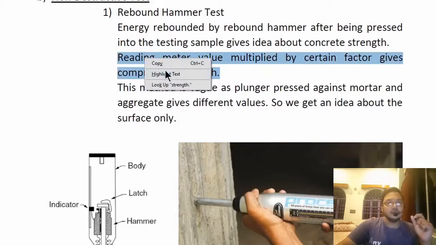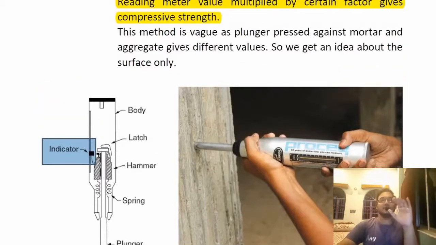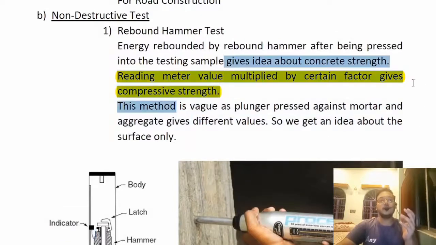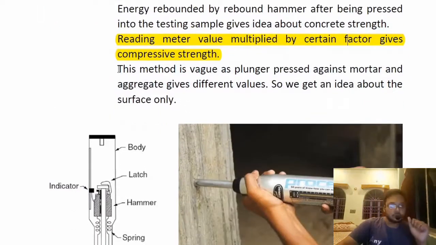So this particular reading meter, or this indicator, actually gives us a certain value. When this is multiplied by a certain factor, it will give us the actual compressive strength of that particular specimen.